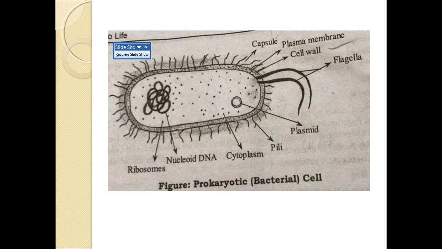We have flagella here. Flagella, as you can see, help in movement. Locomotion of the bacteria is done by the flagella. So all these are the different structures of the prokaryotic cell. Cytoplasm here is the jelly-like substance or the liquid portion of the bacterial cell. We call it cytoplasm.